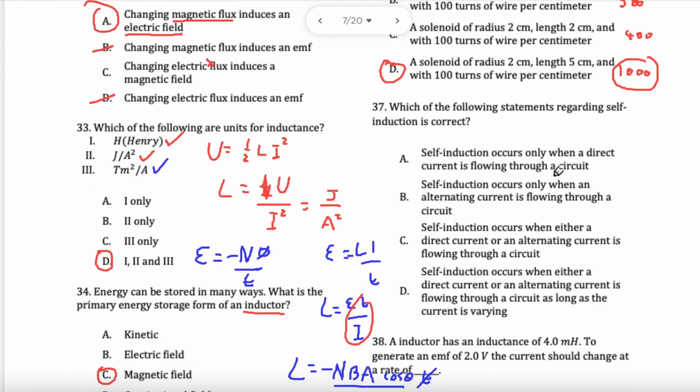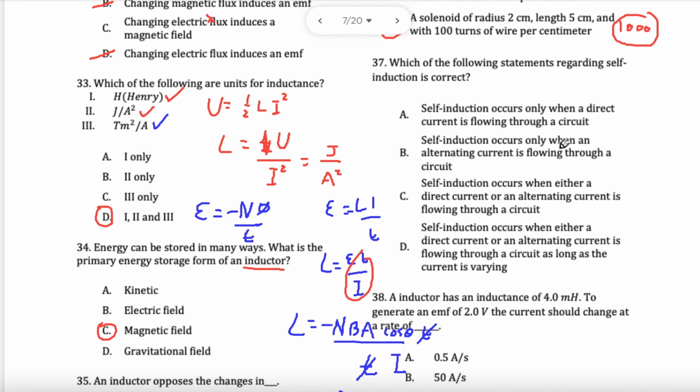Which of the following statements regarding self-induction is correct? So it only occurs when there's a direct current flowing? No, because direct current flowing just simply means a steady current in one direction. I have to change the direction of the current. It only flows when alternating current is flowing through it. Yes, it needs alternating current. So this looks good, but let's see what else we have.